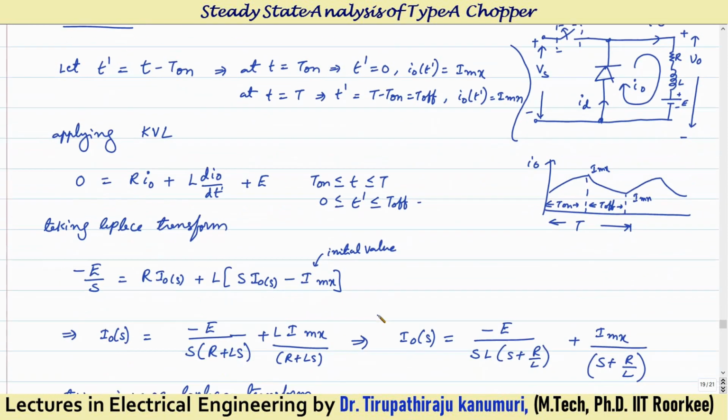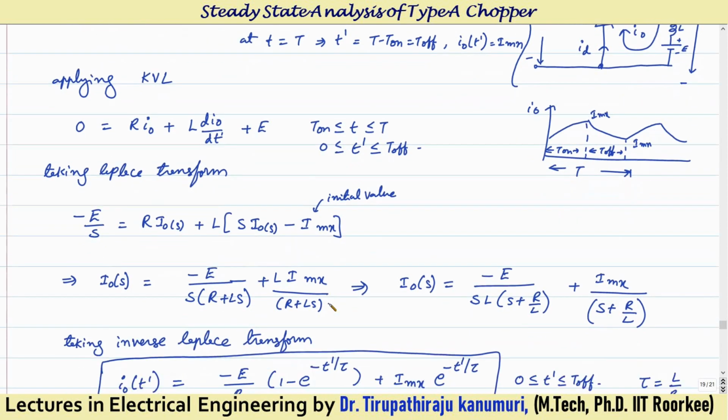Again for this I am taking the Laplace transform. When you take the Laplace transform, this E I bring to the other side as minus E by S. This will become R into I naught of S plus L into S into I naught of S minus the initial value. The initial value in this case is the maximum value, so Imax is the initial value. The final value can be 0 or the minimum value, depending on continuous or non-continuous conduction.